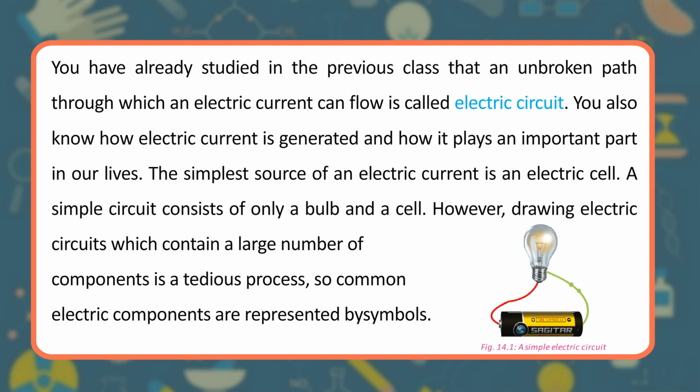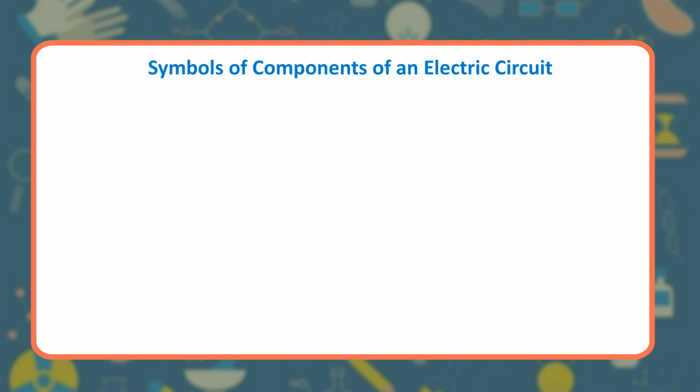You have already studied in the previous class that an unbroken path through which an electric current can flow is called an electric circuit. You also know how electric current is generated and how it plays an important part in our lives. The simplest source of an electric current is an electric cell. A simple circuit consists of only a bulb and a cell. However, drawing electric circuits which contain a large number of components is a tedious process, so common electric components are represented by symbols. Symbols of components of an electric circuit.